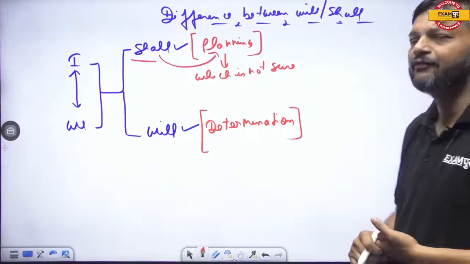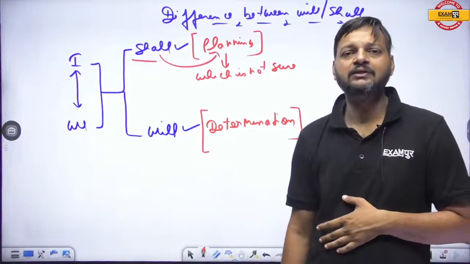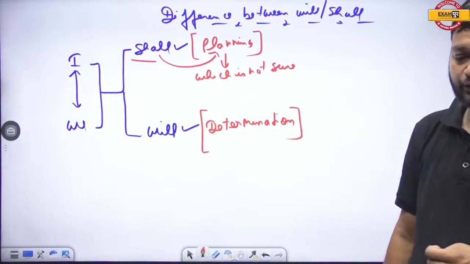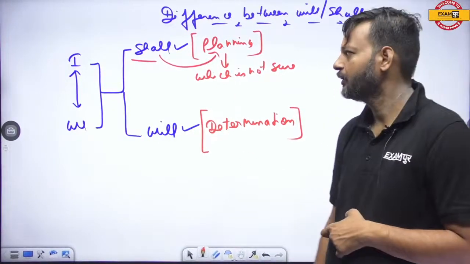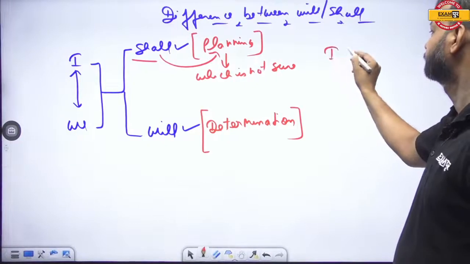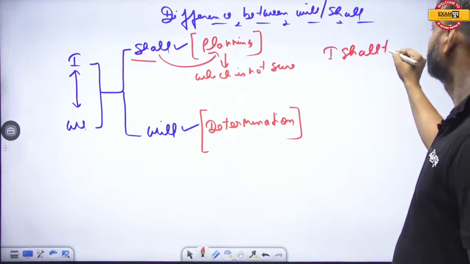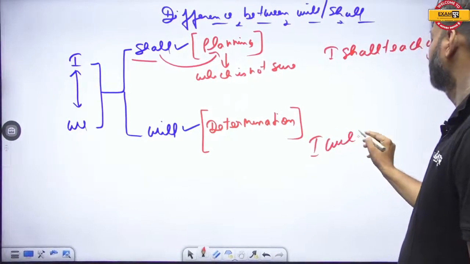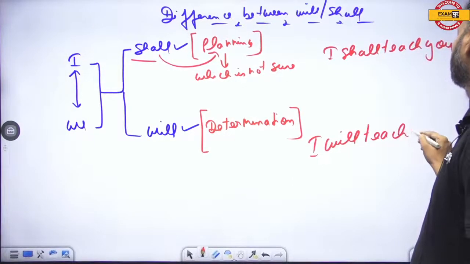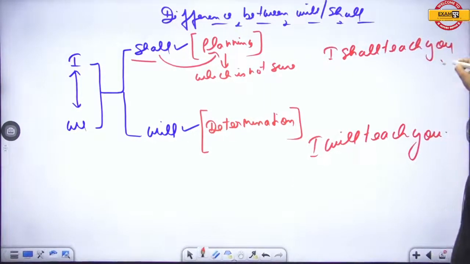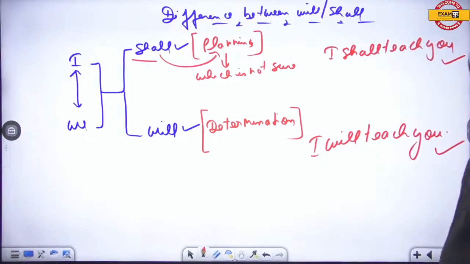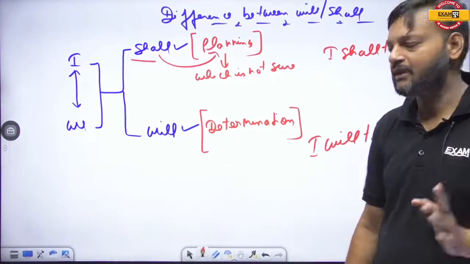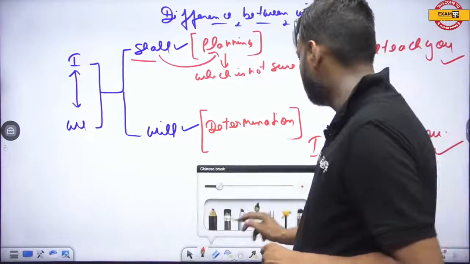we. And once we are determined to do something, once our planning has been fixed, it has become sure that we are going to do this, we use will. Okay, so if I write I shall teach you and I will teach you, both the sentences are correct. Neither of these two sentences is wrong. Both are absolutely correct. The only difference is meaning.